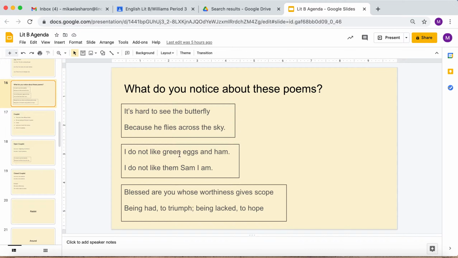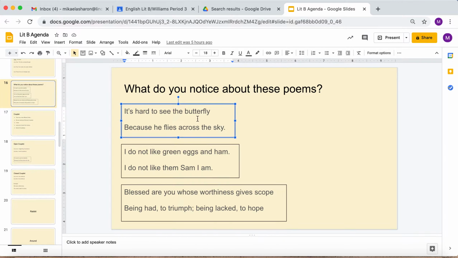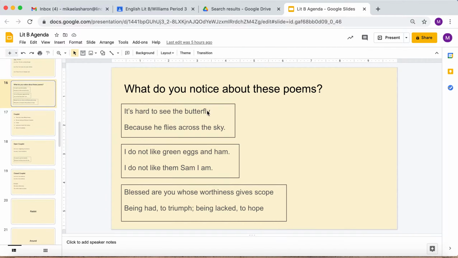So we first looked at these three different poems and we looked at things that we noticed. And we noticed that each one is 2 lines. We also noticed that the end of each line rhymes with each other. So this one, fly and sky rhyme, ham and am rhyme, scope and hope also rhyme.